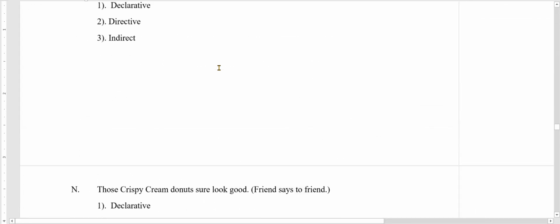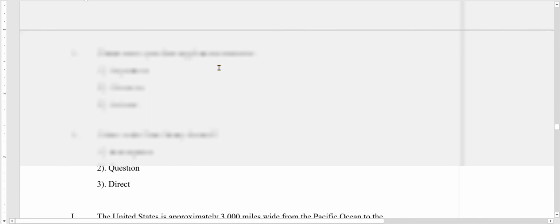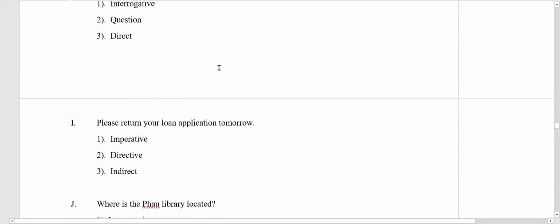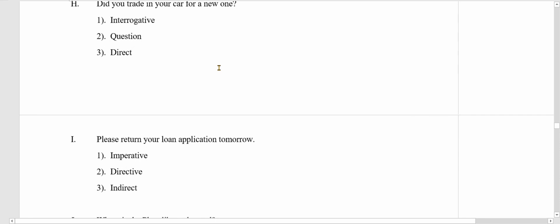So remember, when you take the test, you will see, I think it's about 8 or 9 of these questions involving indirect speech acts. Or it can be indirect or direct speech acts, whichever way you want to look at it, and they'll be in the form of multiple choice answers.